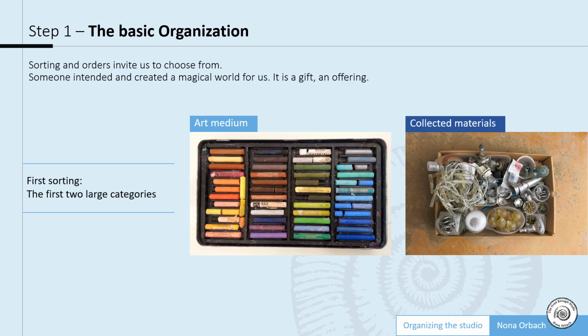The largest categories in my studio are the art medium that we buy, like paints, brushes, different tools, etc. And the second large one is all the collected materials from nature, from industry, and they're organized in different shelves or places in the studio.